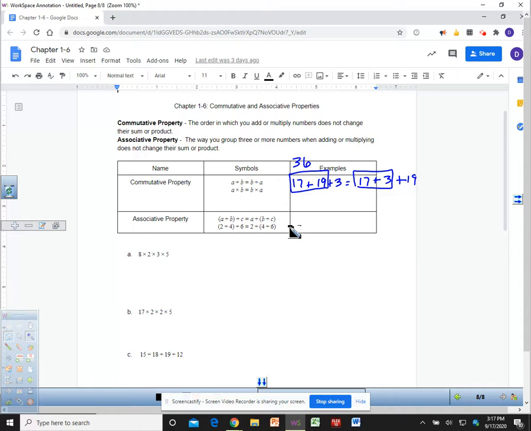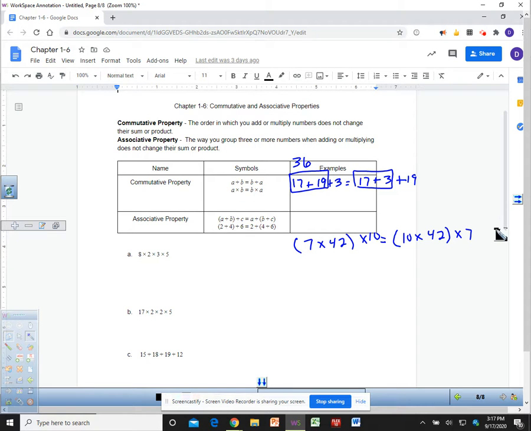Associative property says if I have all addition or all multiplication, and I have grouping symbols, I can move those around however I want. Meaning if I have a parenthesis 7 times 42 times 10, I can change that if I wanted to, 10 times 42 times 7. So I can just rewrite things, and I do that, like I said, to make things easier.